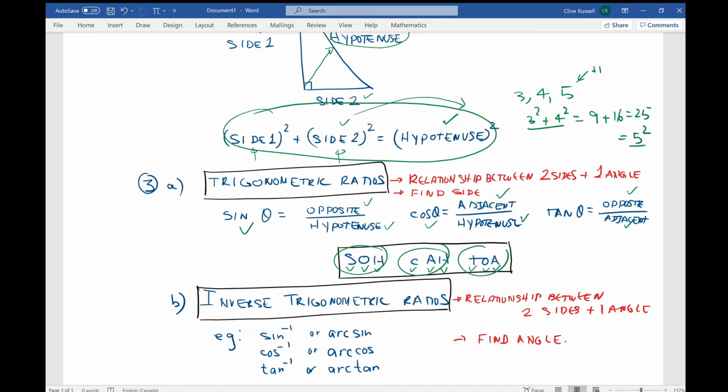And again, there are three things here, right? In each of these ratios, there are three things. If you know any two, you could find the third by formula manipulation.